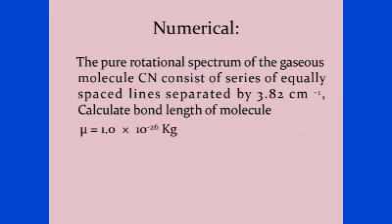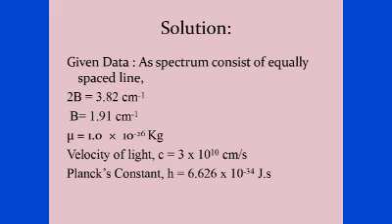The numerical: the pure rotational spectrum of the gaseous molecule CN consists of a series of equally spaced lines separated by 3.82 per centimeter. Calculate the bond length of the molecule. Given the reduced mass mu is 1.0 into 10 to the power minus 26 kilograms. For that we have to go for the given data first.